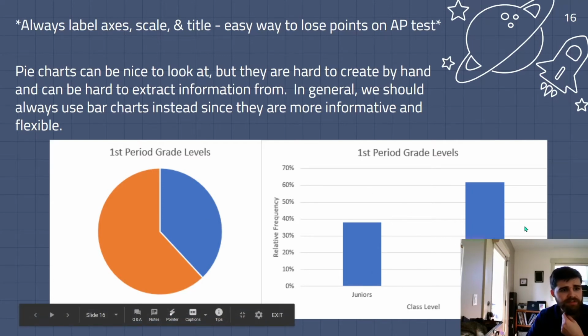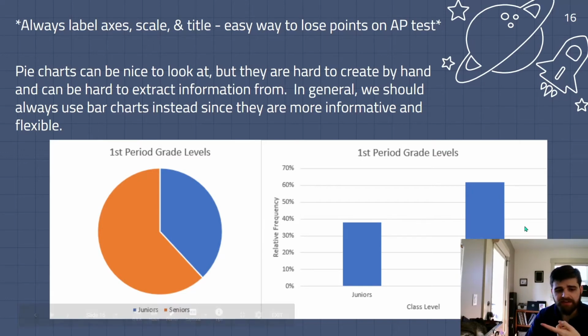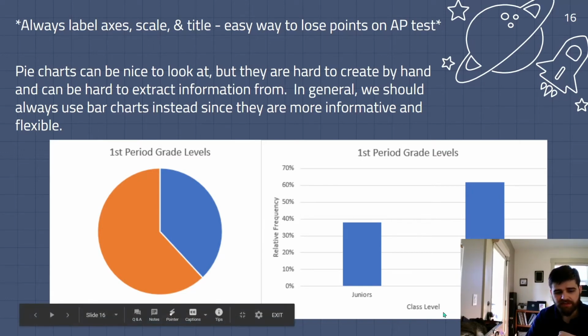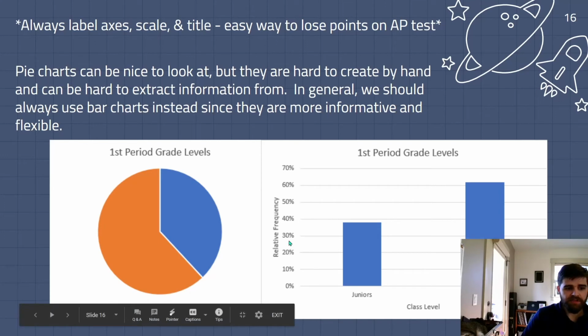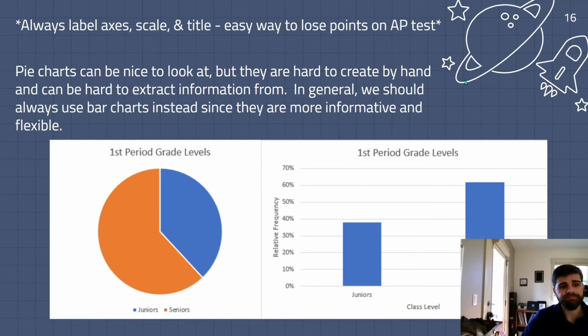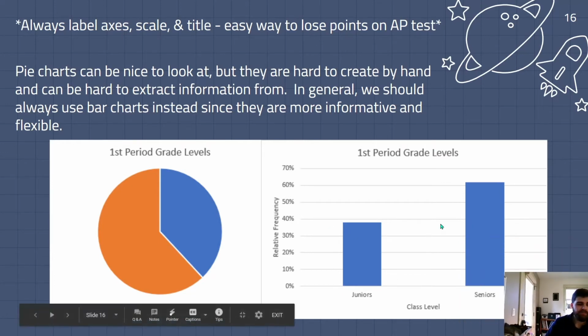So some things to remember when you're doing a chart: make sure to always label your axes. So you can see down here, I said this is class level, this is relative frequency. Make sure to label your scale. So I've shown that each one of these bars is 10%, and you'll want a title as well. It's an easy way to lose points on an AP test by not labeling your axes.